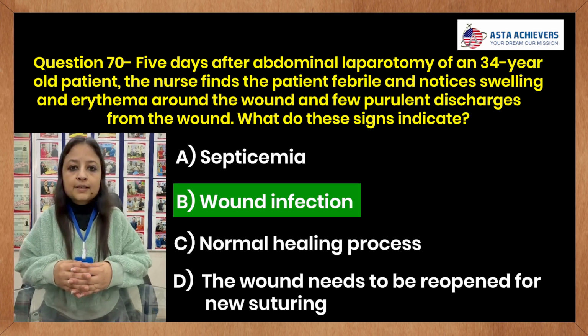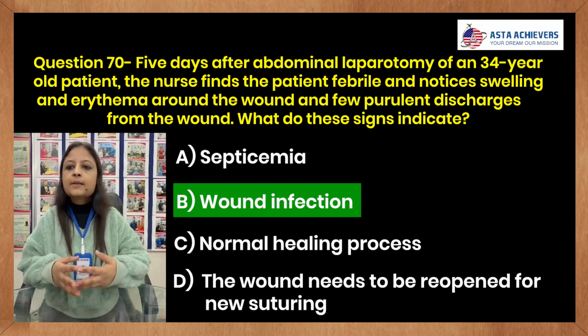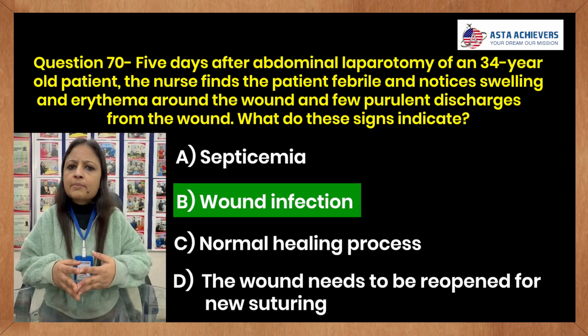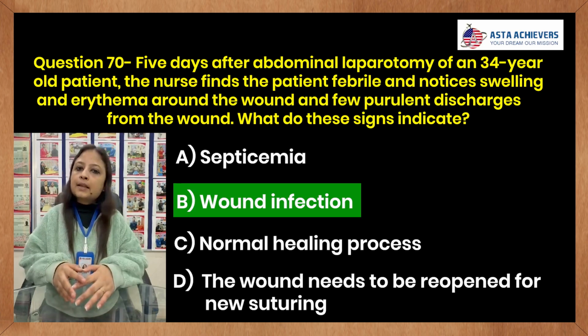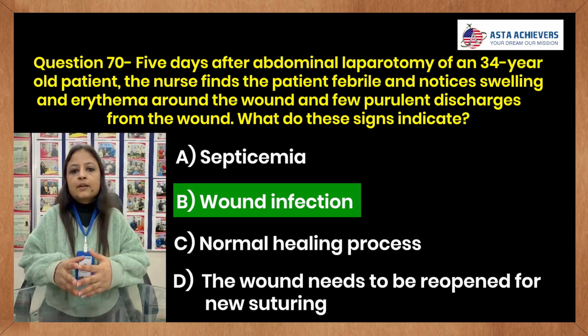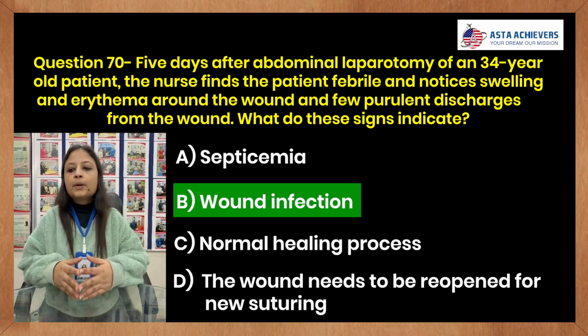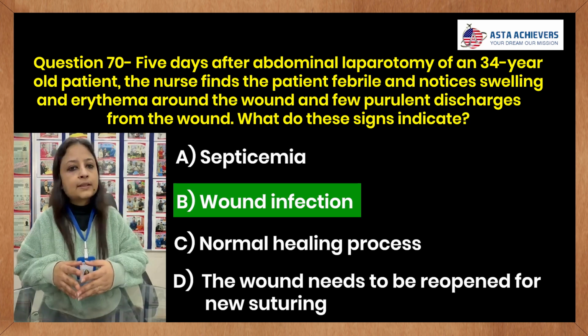Option B, wound infection, is the correct answer. Option A, septicemia, is when bacteria enter the bloodstream and form an infection in another part of the body. Other signs of septicemia are rapid heart rate, confusion, disorientation, lethargy and reduced urination. If I'm talking about option C, normal healing process, the signs are decreasing pain, redness, inflammation, new pink tissue growth or mild itching. So that's why option B, wound infection, is the correct answer.